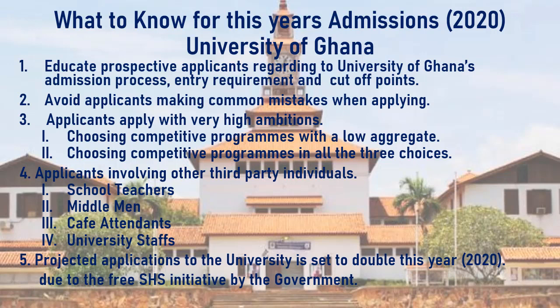Projected applicants to the University of Ghana is set to double this year, 2020, due to the free SHS initiative by the government. Last year, the University of Ghana received over 40,000 undergraduate applications, and this year it's likely to double to 50,000 or 60,000. So as a prospective applicant, you should be mindful of the kind of programs you apply for. What you qualify for, that is what you should apply for.